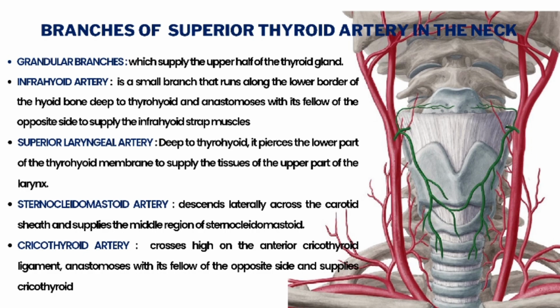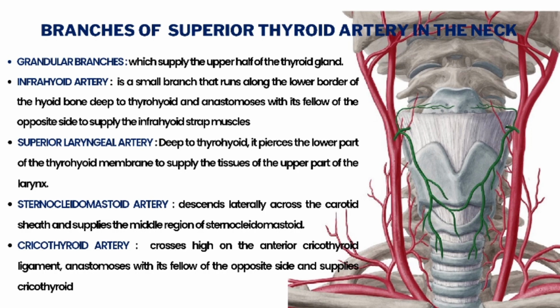Next, the superior laryngeal artery. It is deep to the thyrohyoid. It pierces the lower part of the thyrohyoid membrane to supply the tissues of the upper part of the larynx. It anastomoses with the inferior laryngeal artery from the inferior thyroid artery to complete the vascular network to the larynx.